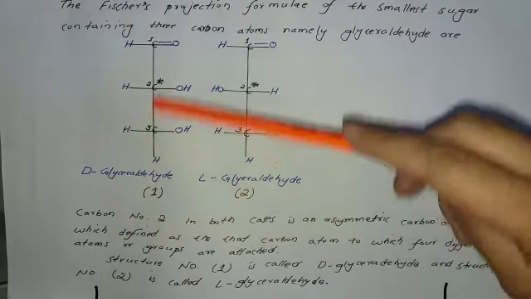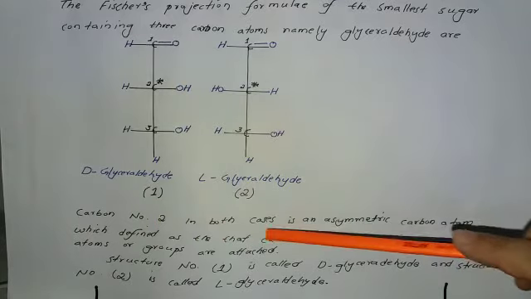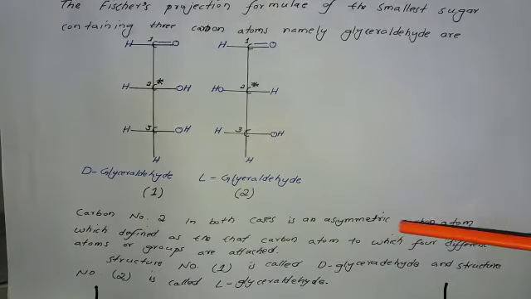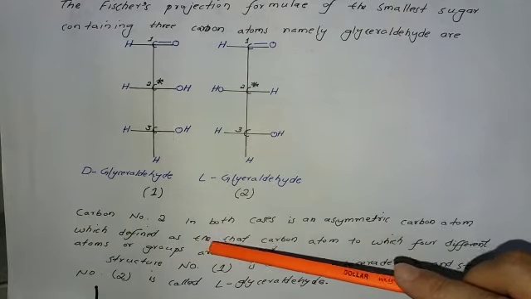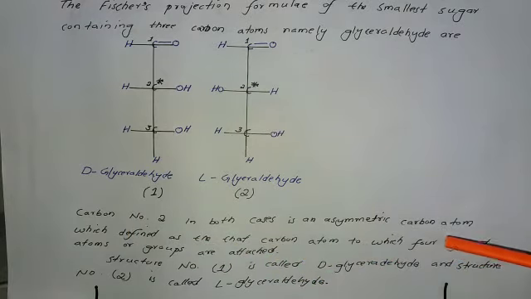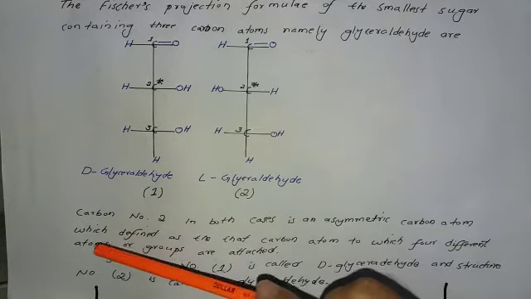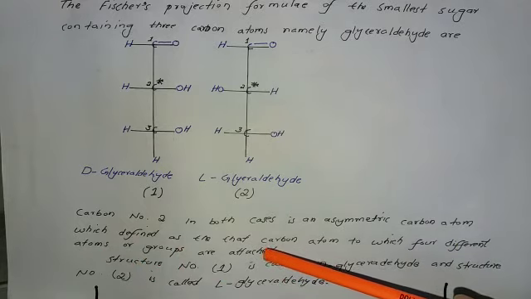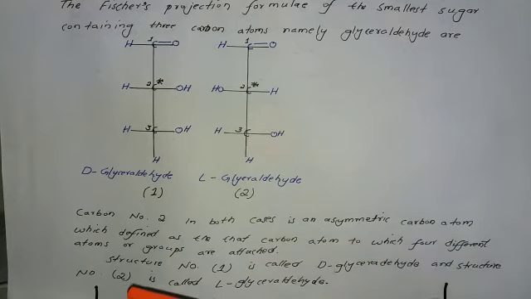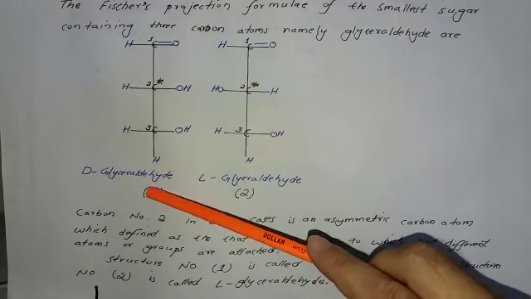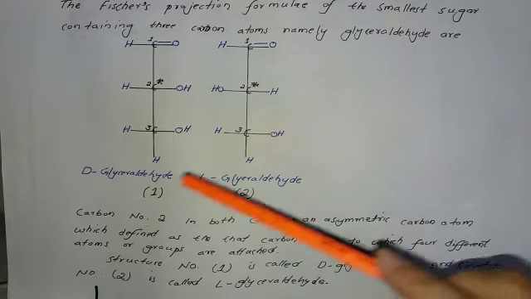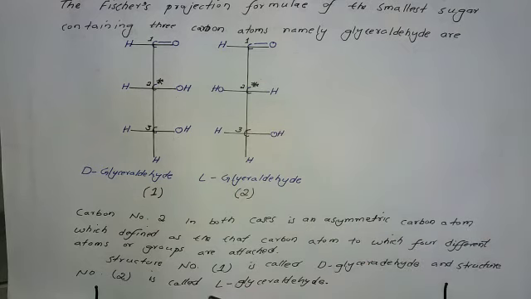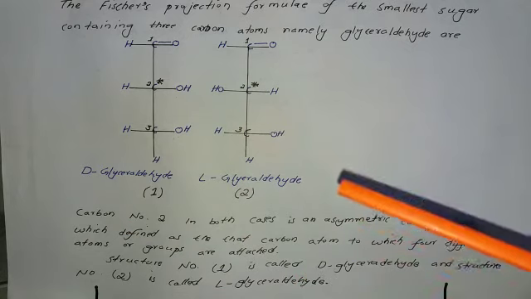Carbon number 2, in both cases, is an asymmetric carbon atom, which is defined as that carbon atom to which 4 different atoms or groups are attached. As I have told you, structure number 1, this one, is called D-glyceraldehyde, and structure number 2, this one, is called L-glyceraldehyde.